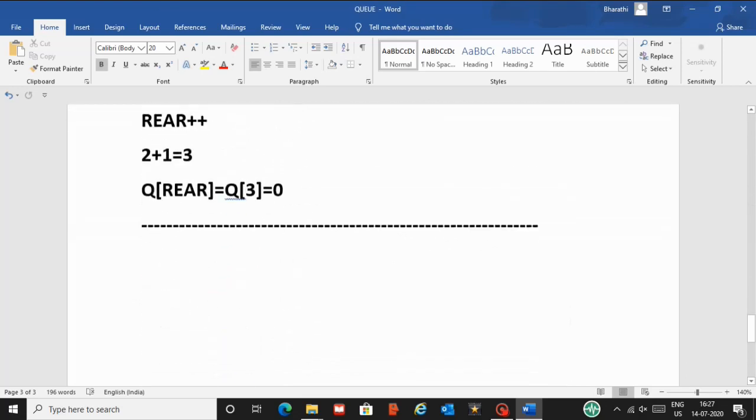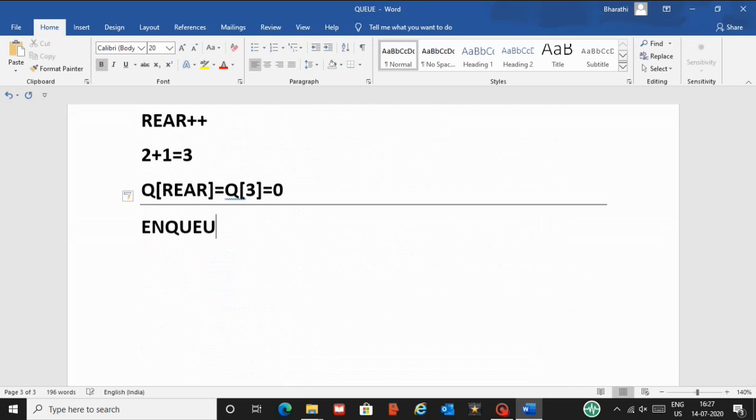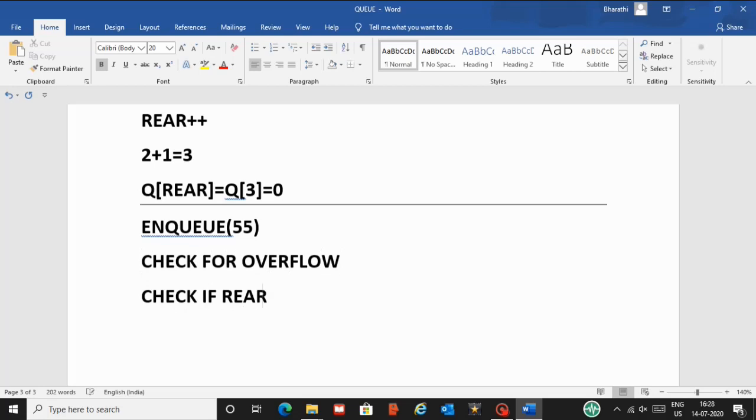So let me see, we'll also let me insert 55. I want to insert 55. So how will I do that? Same procedure. Check for overflow. So how do I check? If rear is equal to n minus 1. So what is rear here? 3 and 4. So they are not equal, right? 3 is not equal to 4. So that means that still I do have place. So not overflow. Then check.